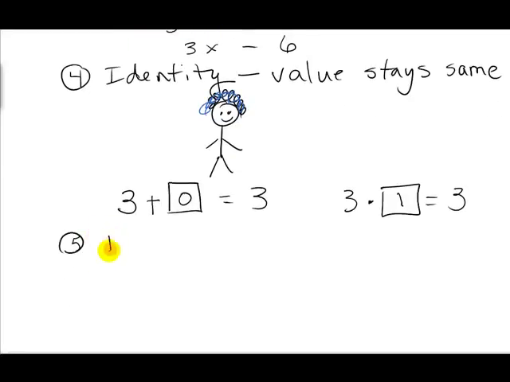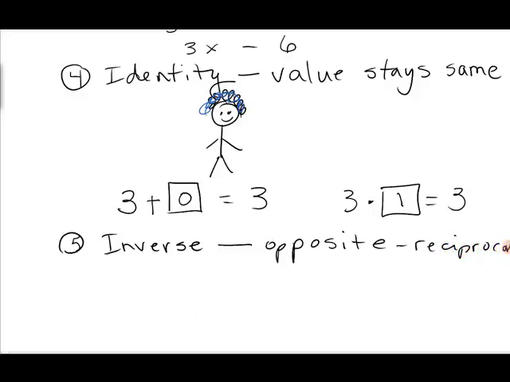The fifth property is the inverse. And inverse just means opposite. We've already talked about one opposite, the reciprocal. So let's use 3 again. What can I add to 3? What's the opposite of 3? And I'm going to end up with 0. So the opposite of 3 would be -3. And when we add opposites, we get 0.